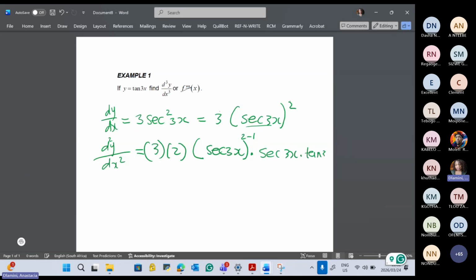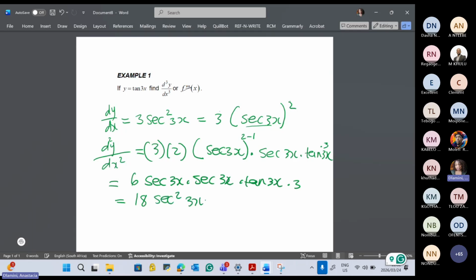You know where to find these things, right, guys? Yes, it's there on page 2. So I think there's a 6 missing in front of the sec 3x. 6 sec 3x times sec 3x times tan 3x. Times 3, ma'am, at the end. Also times 3. Yes, thank you. So this is times 3. So this is 18 sec squared 3x times tan 3x.